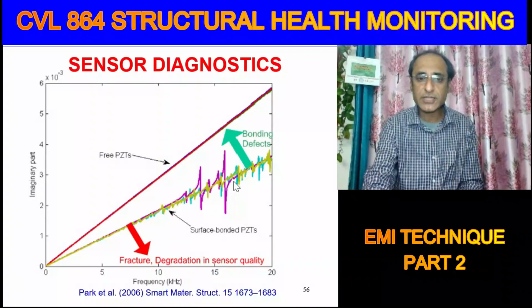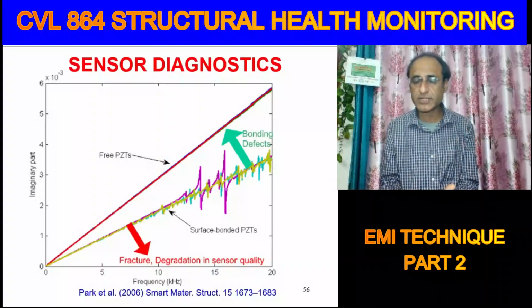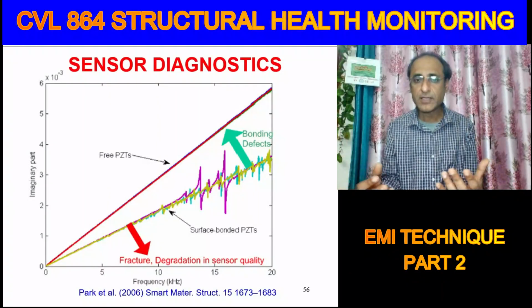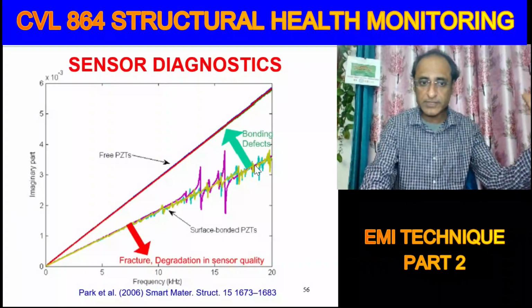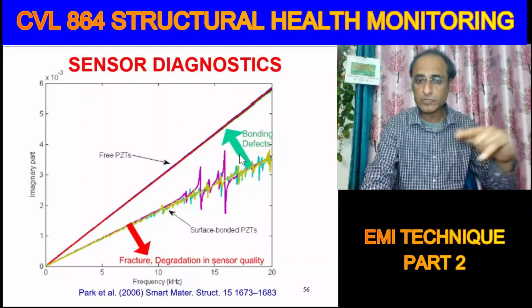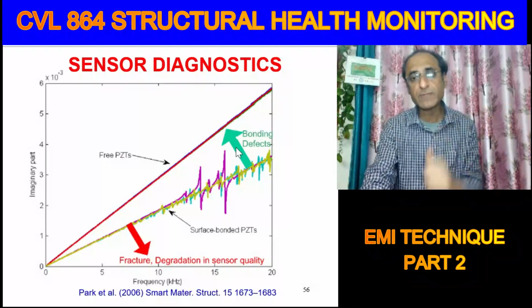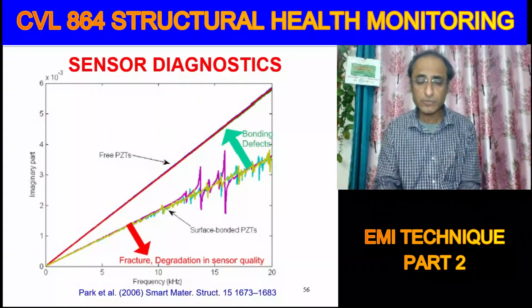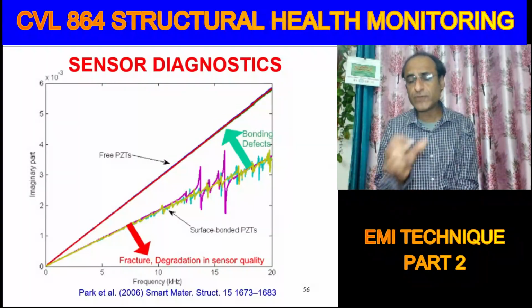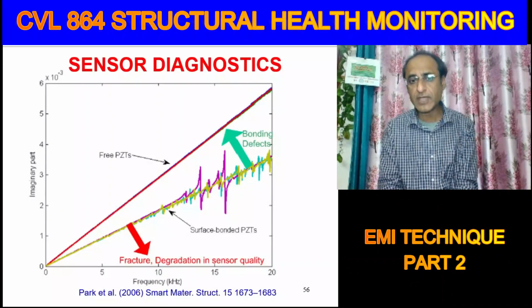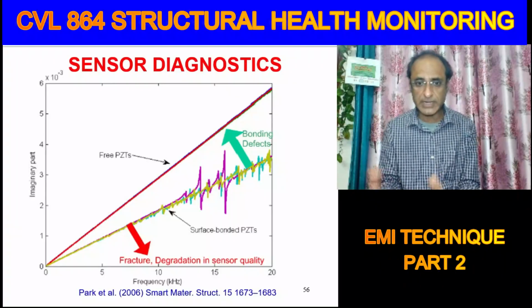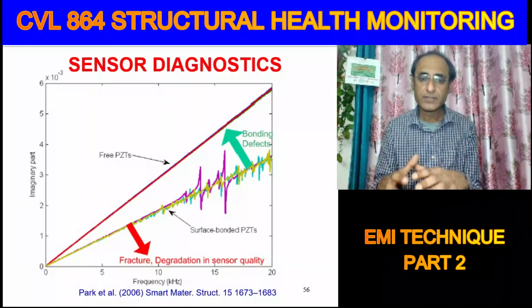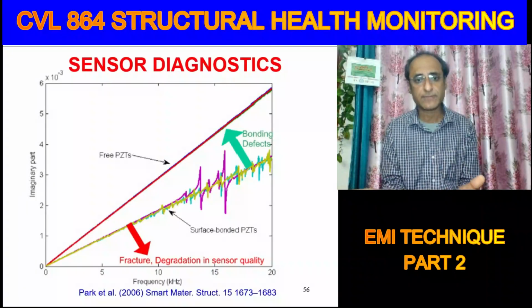Now in case there is a debonding, which means the patch is behaving independent of the structure, we will find that the slope will increase. The slope will tend towards the slope of the free piezos. So it's a good idea that before we bond the piezos, we acquire their signature in the free condition, so that we know when our patch bonding system is failing.